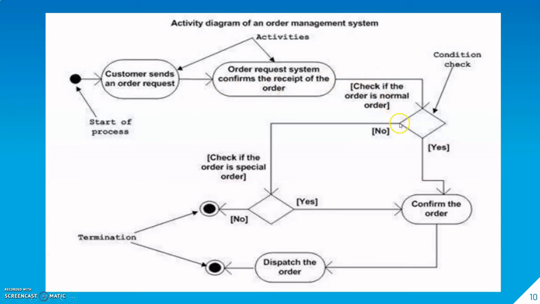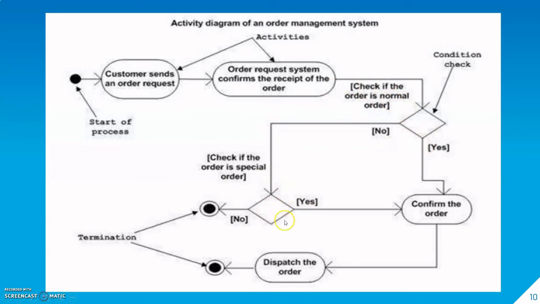See, here there are no solid bars seen. So here there is no such activity which leads to a solid bar. So when the flow from a solid bar leads to a number of activities, these may be executed in parallel. So this is how parallel and concurrent execution in an activity diagram is performed. So this is how an activity diagram for an order management system looks.